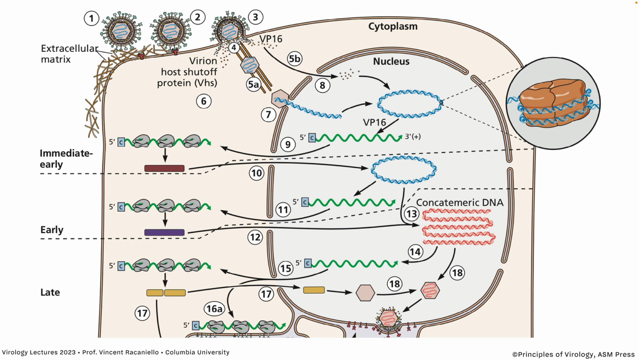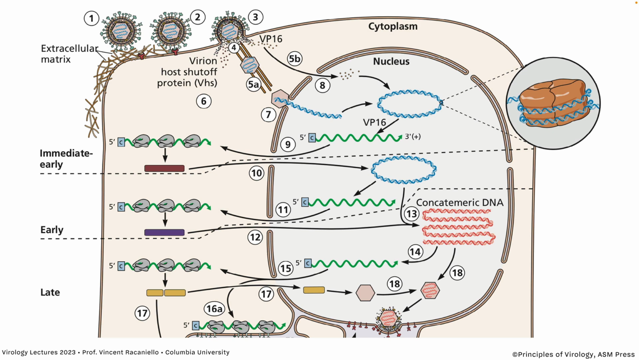And here you can see that this DNA, as it comes in the nucleus, gets wrapped around chromatin. As I said before, any DNA that comes in the nucleus is chromatinized in an attempt to silence it. So you may ask, well, how does the herpes genome get transcribed if it's silenced? Well, the genome must encode proteins that antagonize that silencing. And in fact, that's what they do.